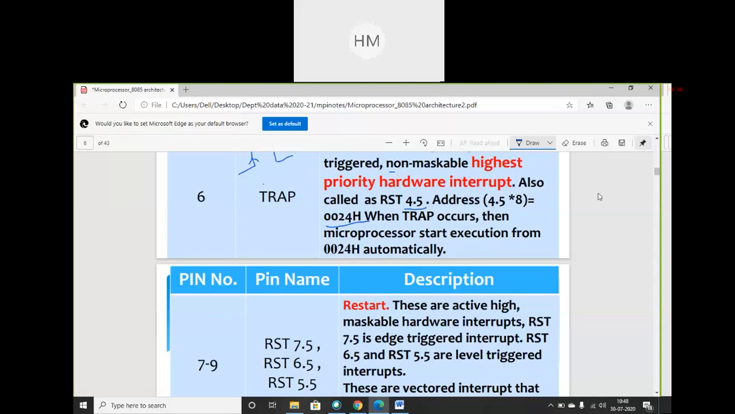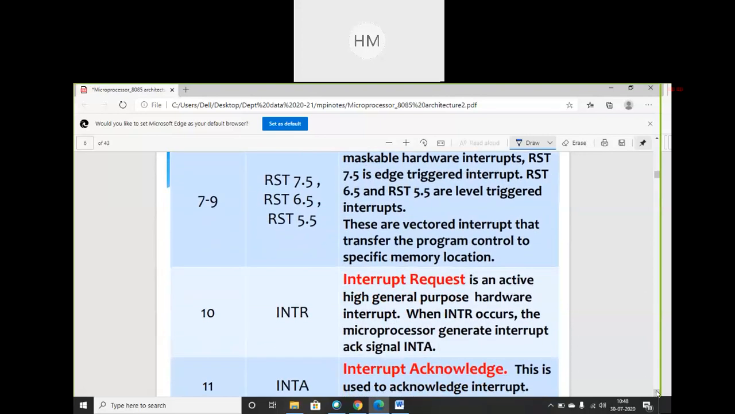What do you mean by maskable and non-maskable interrupts? So you have to mention this. Which is having the highest priority hardware interrupt? You have to mention trap. You have to explain trap over there. So these are vectored interrupts. What do you mean by vectored interrupt? The interrupts which are having a particular address. It is vectored in the memory location. It starts its control from some specific memory location. It transfers the program from some specific memory location. So those are vectored interrupts.